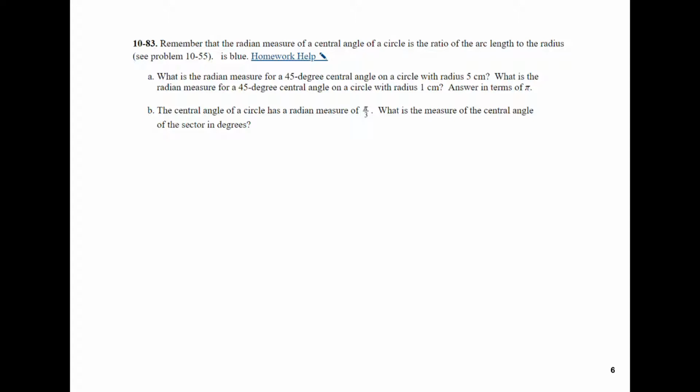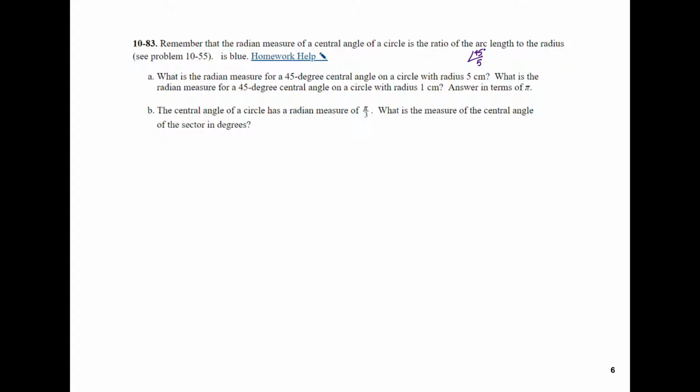10-83. Remember that a radian measure of a central angle of a circle is the ratio of the arc length to the radius. What is the radian measure for a 45-degree central angle on a circle with a radius of 5 centimeters? What is the radian measure for a 45-degree central angle on a circle with a radius of 1 centimeter? Answer in terms of pi.